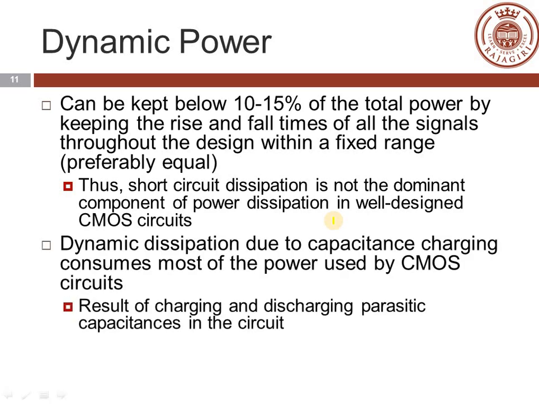The next component of dynamic power is dynamic power dissipation due to capacitance charging, and it will consume most of the power used by CMOS circuits. It is the result of charging and discharging parasitic capacitance in the circuit, the unnecessary capacitance in our circuit. So these capacitances will get charged and discharged. The power consumption due to charging and discharging of this parasitic capacitance is the main component of the dynamic power consumption.